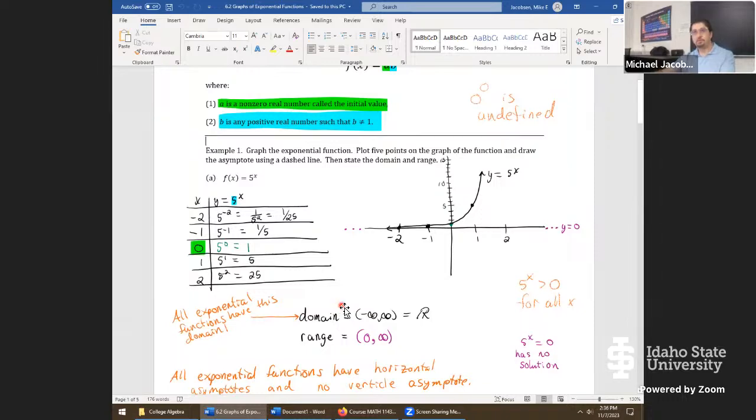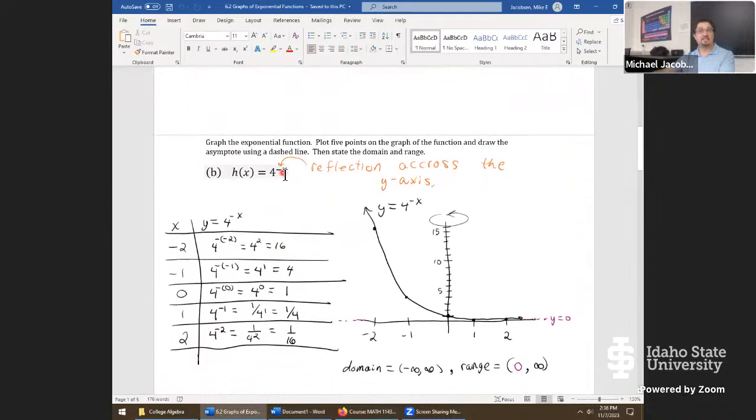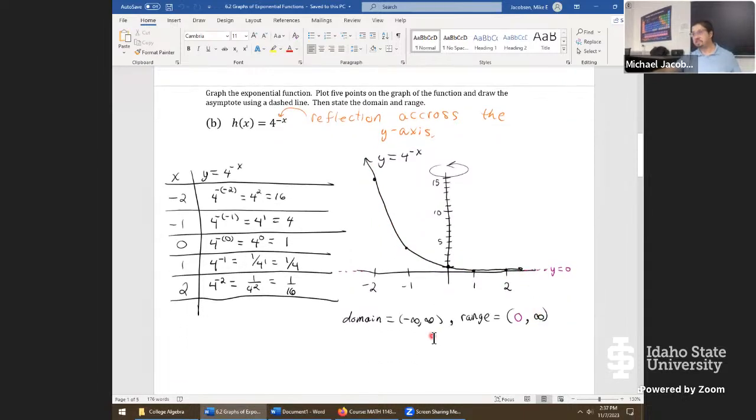Okay, then the next one we plotted on Thursday wasn't too wild. That was the only thing that's new. A negative power there causes a reflection about the y-axis. So 4 to the power negative x is now an exponential decay type of problem. It's decreasing the whole time. But still the domain is negative infinity to positive infinity. The range is from 0 to infinity.